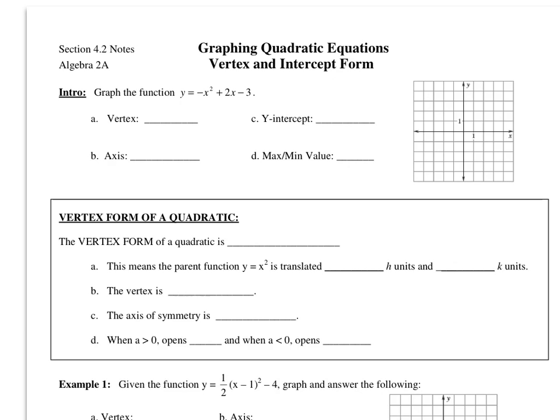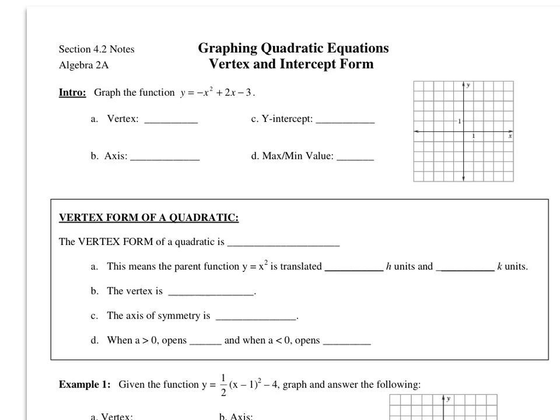Welcome to section 4.2. We're dealing with graphing quadratic equations, and we looked in 4.1 at graphing equations in standard form, which is ax squared plus bx plus c, and now we're going to look at vertex and intercept form as well. So I'm going to start with the idea from section 4.1.